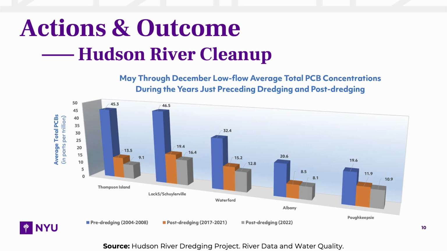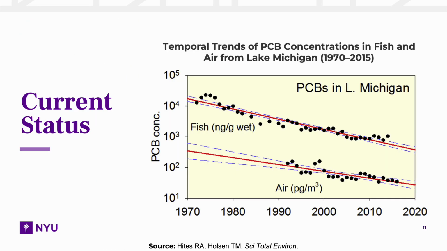For example, in Thompson Island, PCB level dropped from 45.3 parts per trillion before dredging to just 9.1 ppt by 2022. Similar declines are seen at all 5 sites, some by up to 79%. Another example is Lake Michigan, which improved without dredging mainly through emission reduction. This line graph shows the temporal trends of PCB concentration in both fish and air from 1970 to 2015. Both curves show a clear exponential decline, highlighting a steady reduction over the decades.